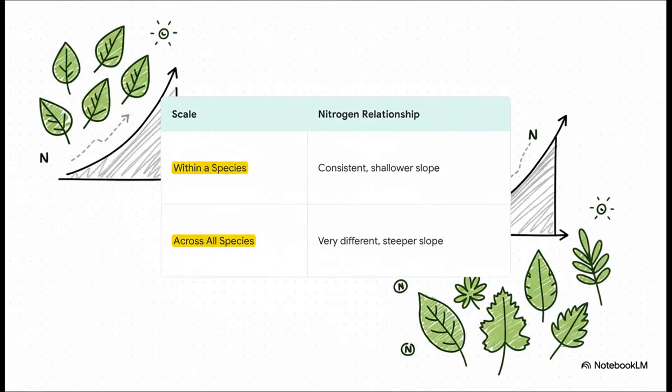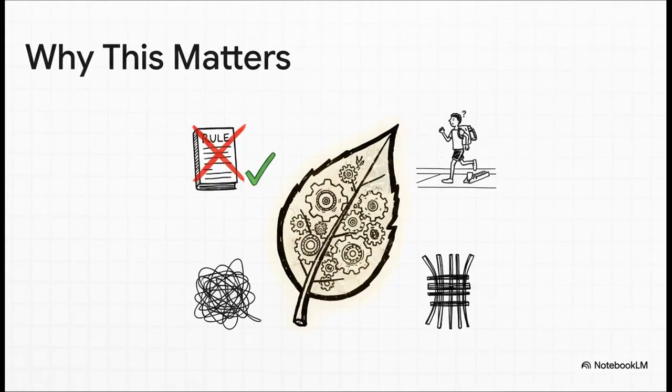So here's exactly what the model found. If you look within just one species, there's a pretty consistent but relatively shallow relationship between nitrogen and photosynthesis. But when you lump all the species together and analyze them, you get a much steeper and very different relationship. The huge mistake scientists were making was applying that steep across-all-species rule to predict what was happening inside individual plants. So why does all this matter so much?